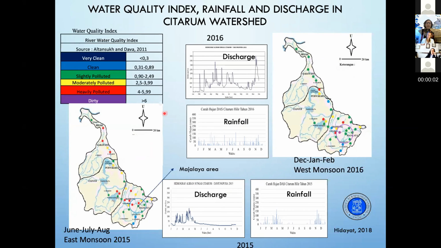You can see that the green one is slightly polluted, but the red one, the location near the industrial area, we have heavily polluted and also the dirty one. But this one was collected in 2015 and 16.